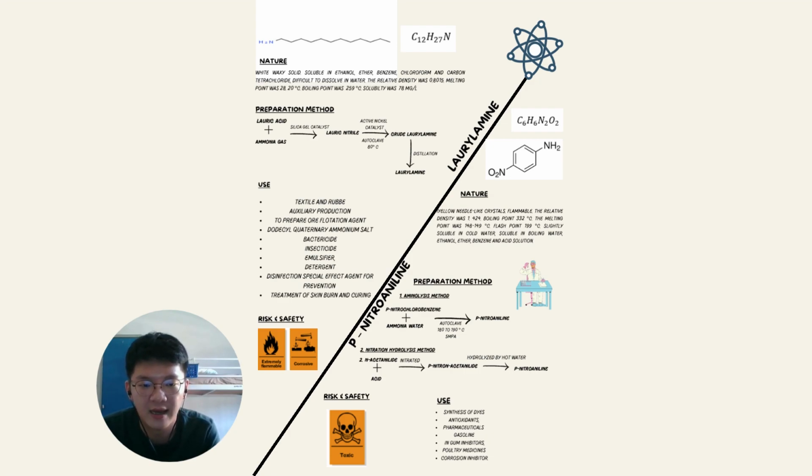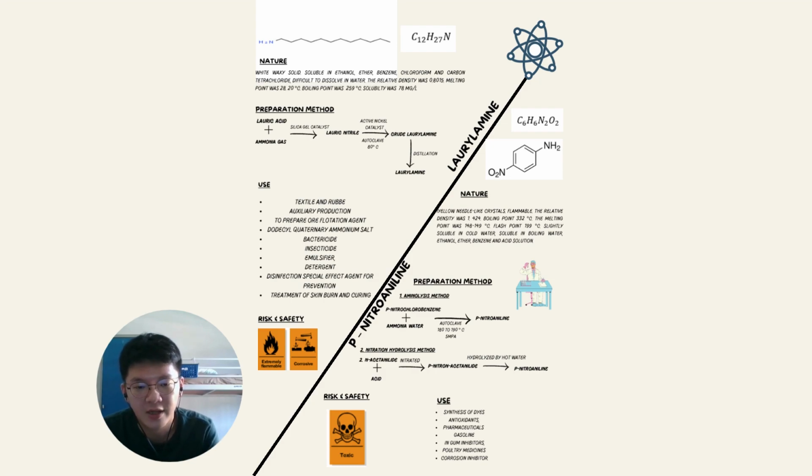So for the second method, nitration hydrolysis, the acetanilide is nitrated by the mixed acid to get the para-nitroacetanilide, and then it is hydrolyzed by hot water to get the finished product.